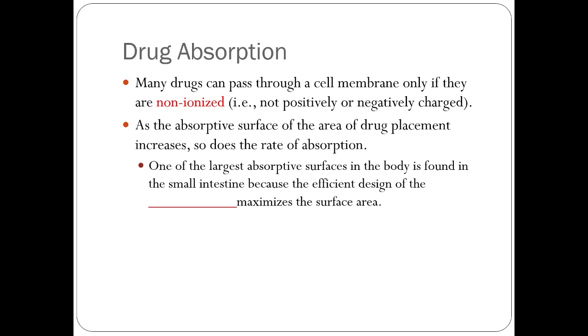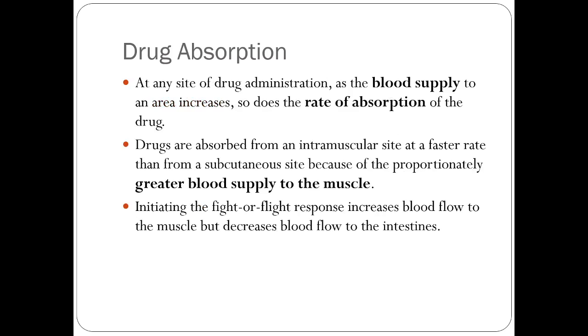Many drugs pass through a cell membrane only if they're non-ionized, so they're not positively or negatively charged. As the absorptive surface of the area of drug placement increases, so does the rate of absorption. One of the largest absorptive surfaces in the body is found in the small intestine because of the efficient design of those microvilli. Remember those microvilli, there are a lot of little bumps within the intestinal tract that maximize the surface area.